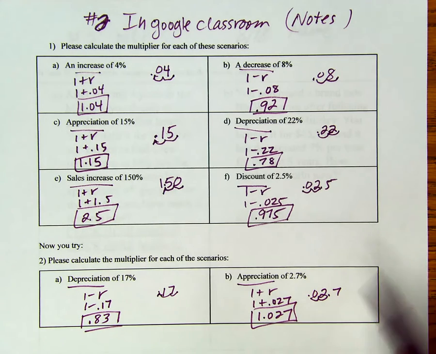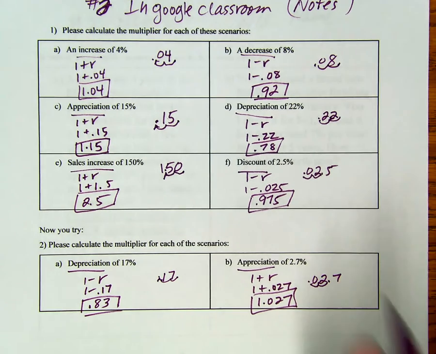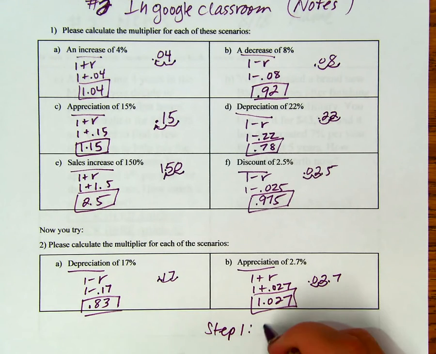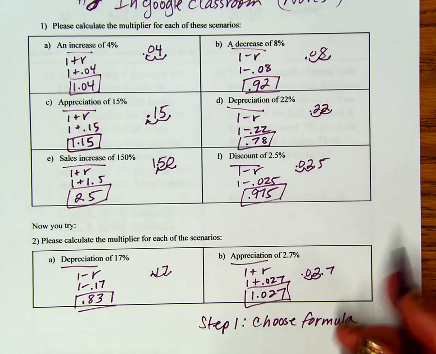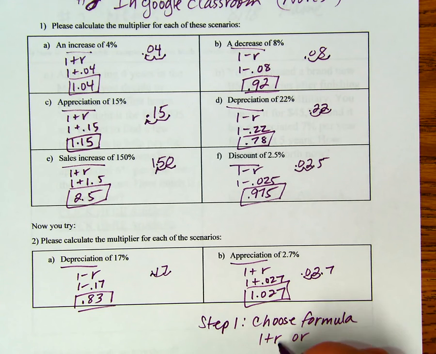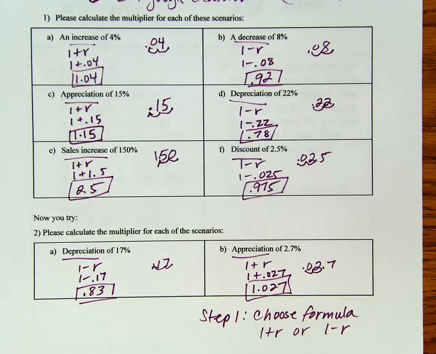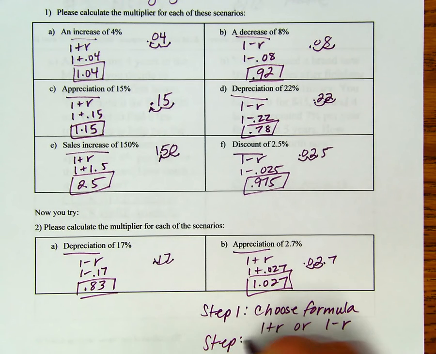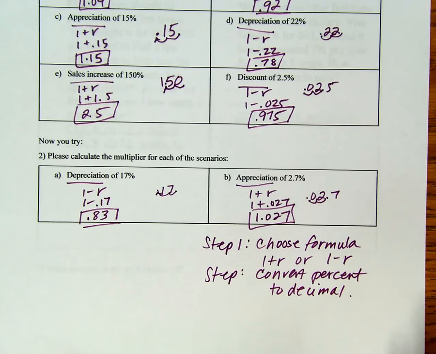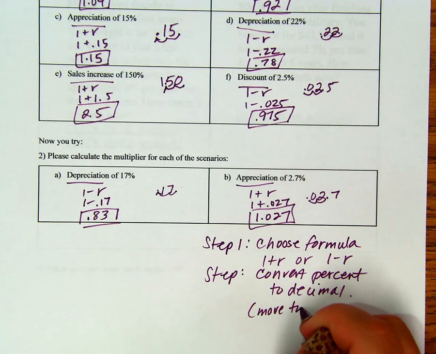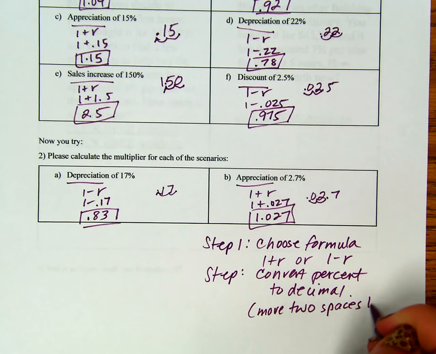So how could I summarize these steps to myself to make sure that I get this? In step 1, we had to choose the formula that was correct. Based on the word that's in the word problem, we have to choose the formula. Is it going to be the 1 plus R formula or the 1 minus R? Step 2, we had to convert the percent to a decimal. So don't forget to convert that percent to a decimal. And I'm going to put in parentheses, move 2 spaces left.